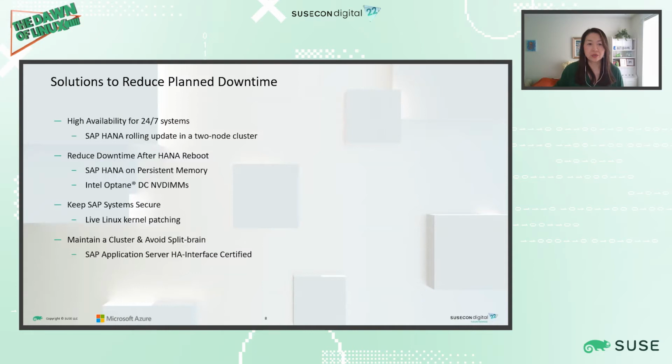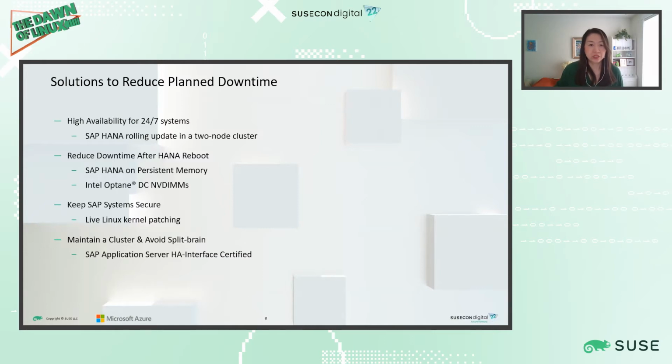And the second solution is to reduce downtime after a HANA reboot. It's based on persistent memory technology. So Microsoft supports the Intel Optane based persistent memory architecture. And with persistent memory, the reboot time that it takes after the HANA system reboot is dramatically reduced.